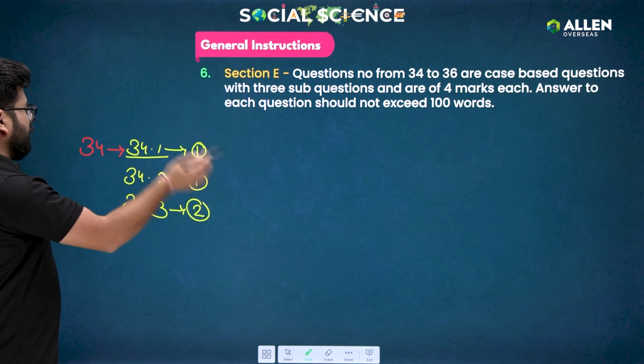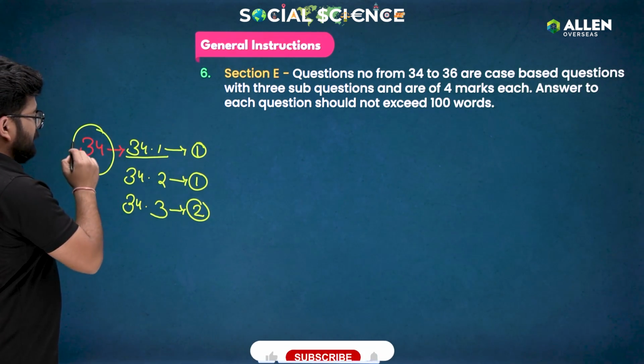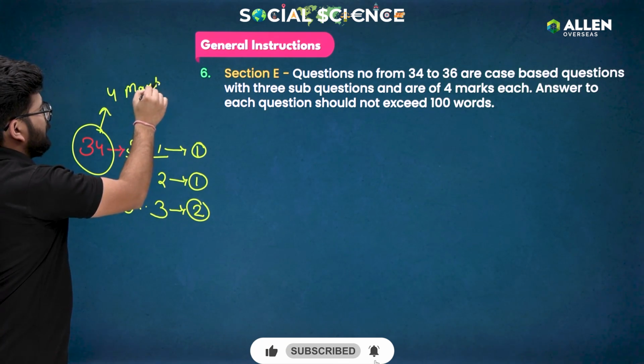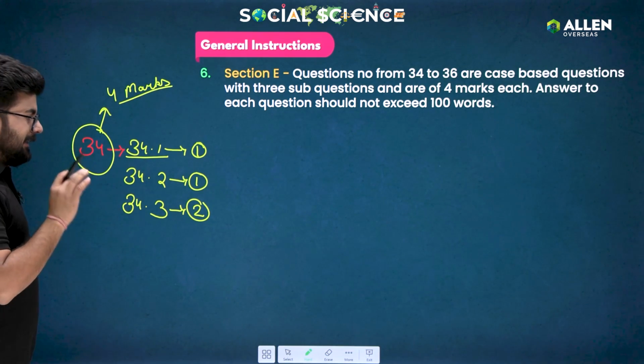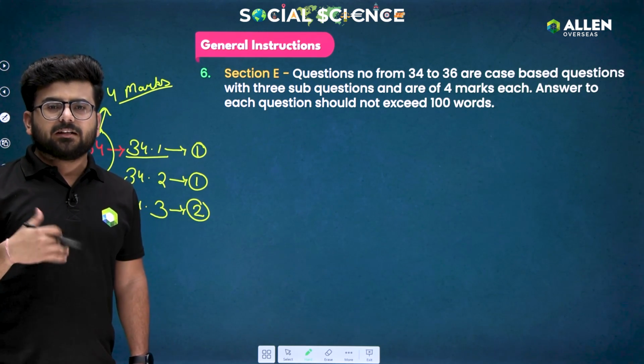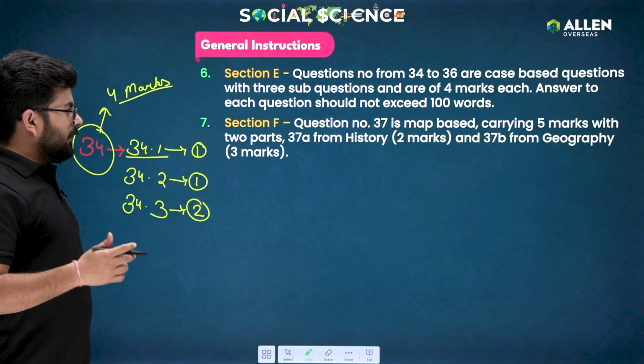Combining all 3 sub-questions, question number 34 will be of 4 marks. Right students? So that's what we'll be having for section E. Section E will be having 3 questions but every question would have further division to it. Next to it we have section F.